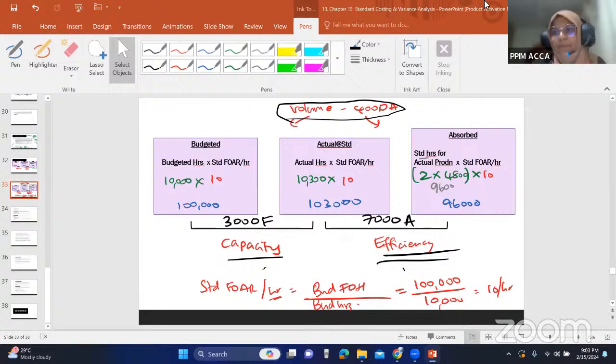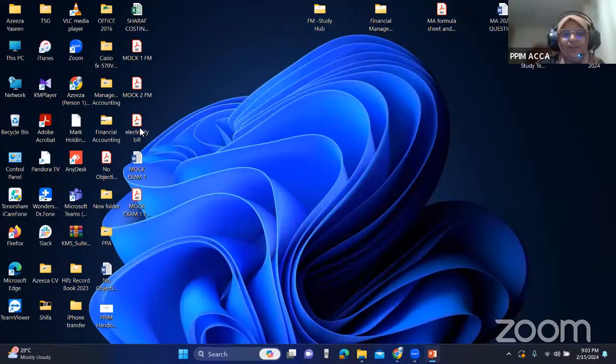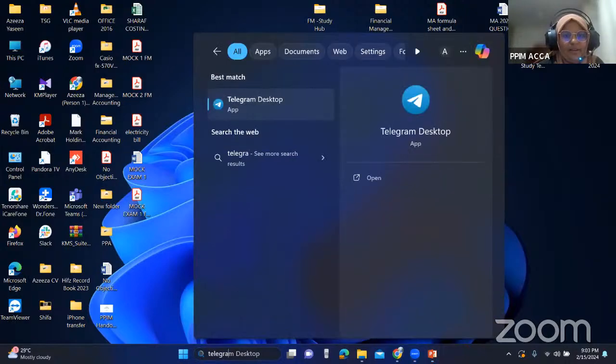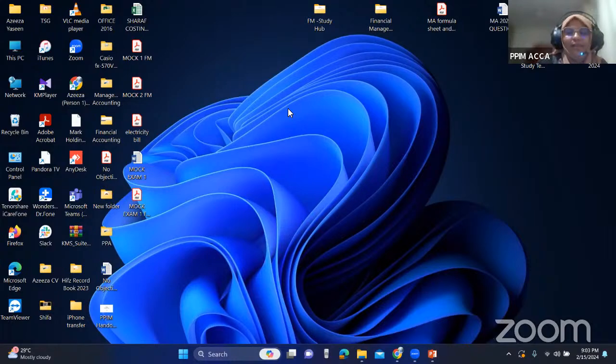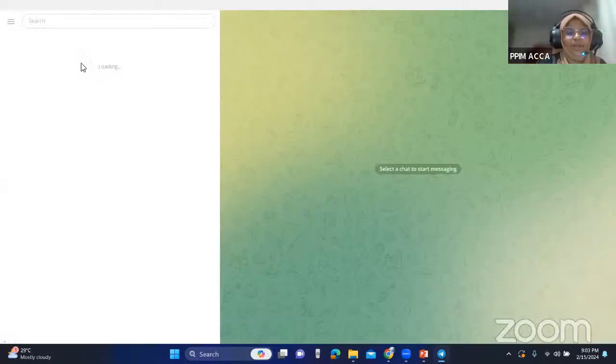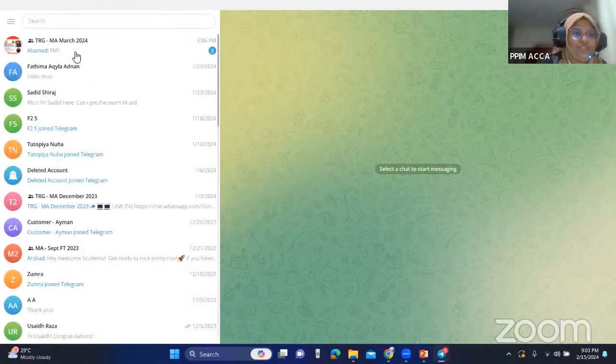Finally, to help you out, I have the variance summary, a comprehensive document which summarizes all the equations that you need. Right now I will send it on the Telegram group. Take a printout of it, keep it with you, and learn from it. There might be a little alignment issue.